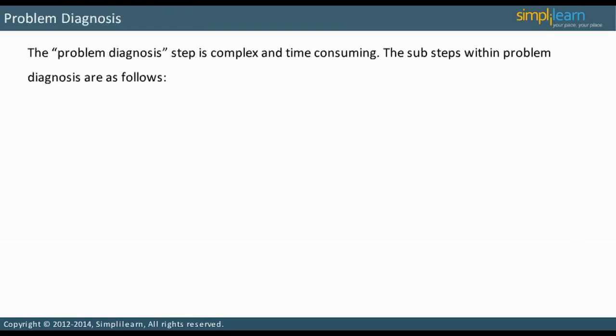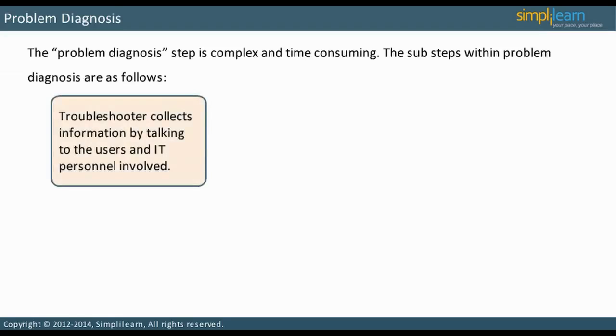As discussed earlier, the problem diagnosis step is complex and time-consuming. There are 5 sub-steps within problem diagnosis. The first sub-step is to collect information. As the problem report often does not contain sufficient information, the troubleshooter collects additional information by talking to the users and the IT personnel involved.